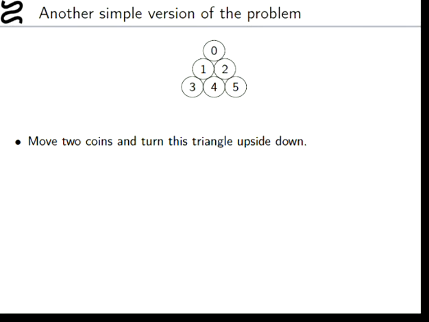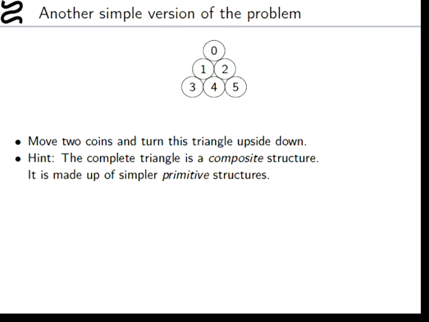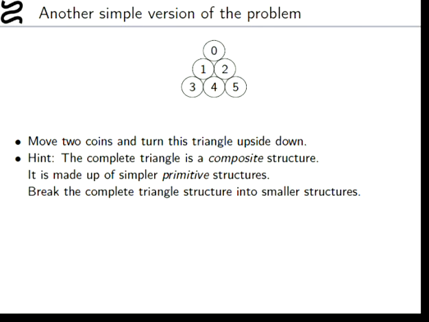Do you need a hint? The complete triangle is a composite structure. It is made up of simpler structures called primitive structures. Primitive structures are smaller, and fit within the larger composite structure. Break the composite triangle structure into smaller primitive structures.